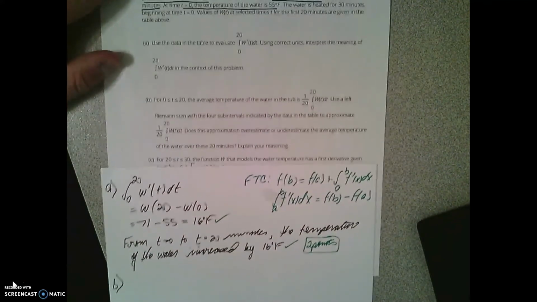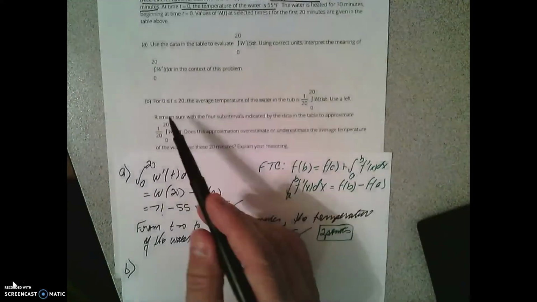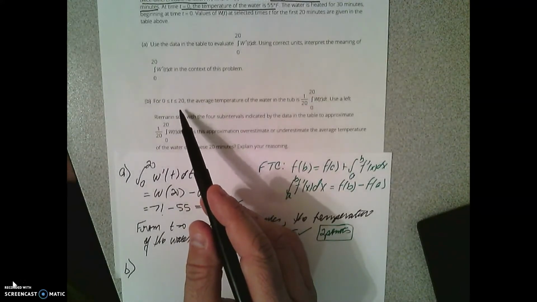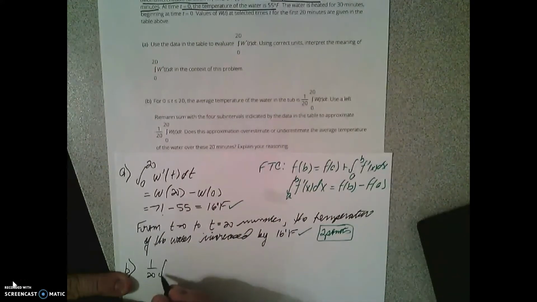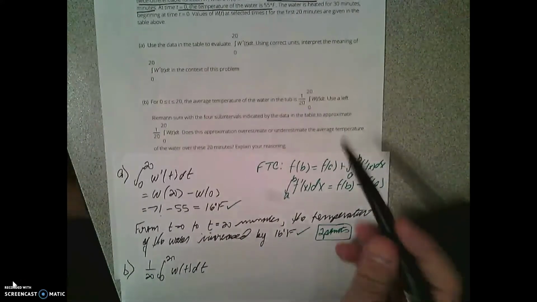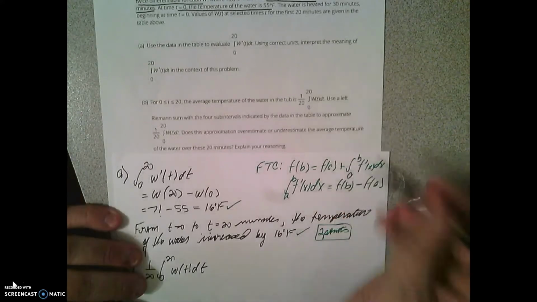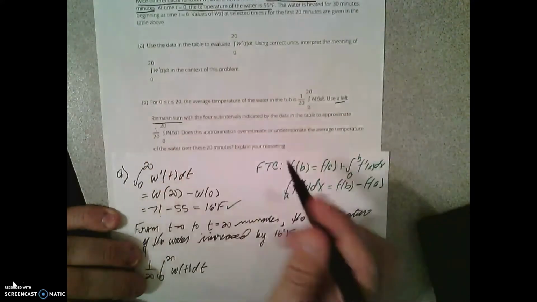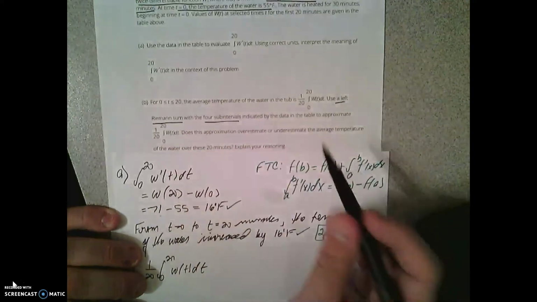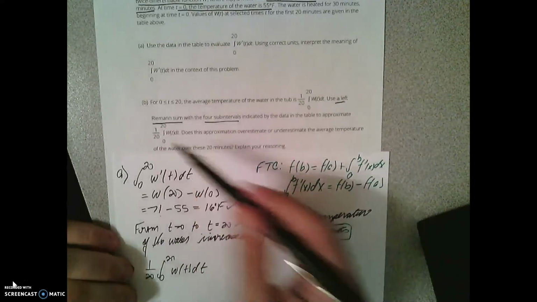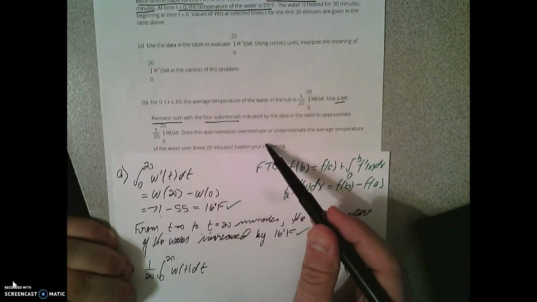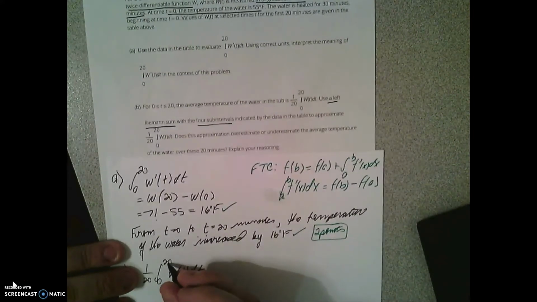In part B, for the time interval 0 ≤ t ≤ 20, the average temperature of the water in the tub is 1/20 times the integral from 0 to 20 of w(t) dt. Using a left Riemann sum, that's important to pay attention to, with 4 subintervals indicated by the data in the table, to approximate the value of this integral. Does this approximation overestimate or underestimate the average temperature of the water for these first 20 minutes?